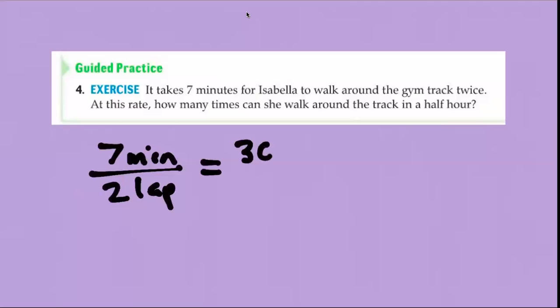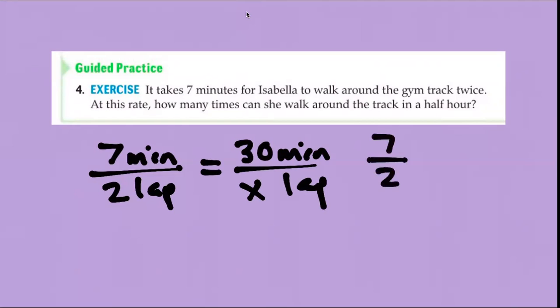Well, a half hour is 30 minutes. And then they're saying, how many laps? Well, we don't know how many laps. So we're going to call that x. And that's what we want to find out. So if you set this up like that, then you basically have 7/2 is equal to 30 over x.